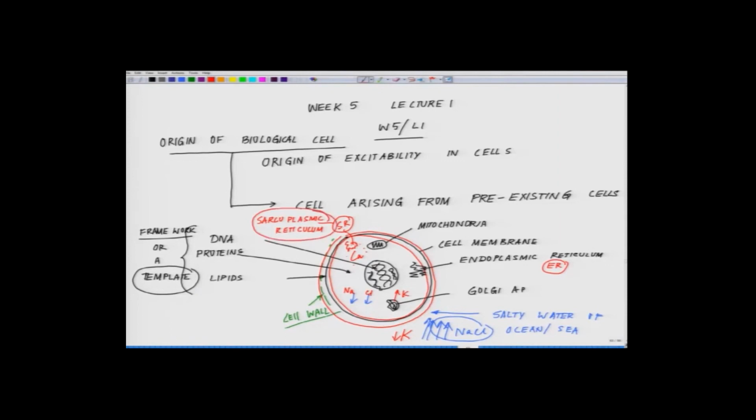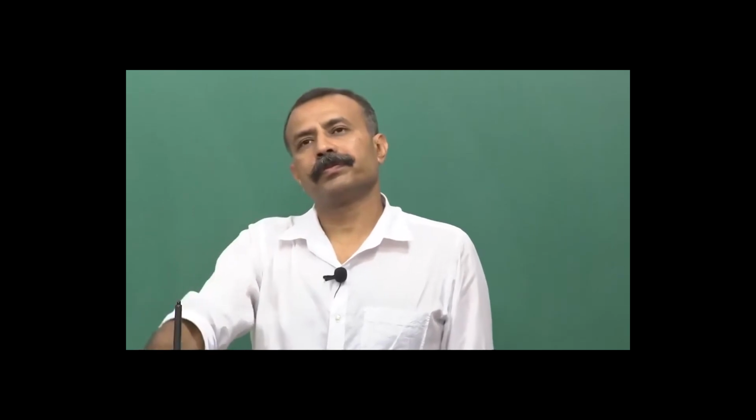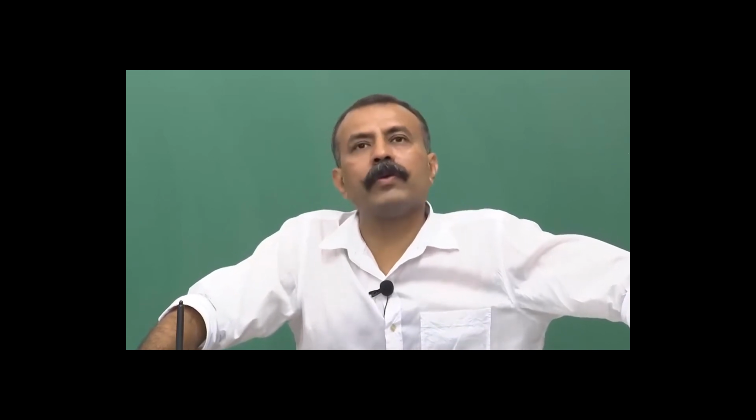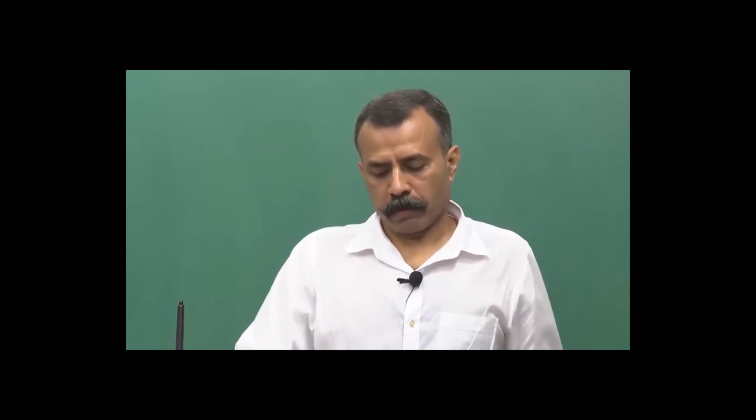SR. So, the calcium mostly remains in a stored chelated form in the sarcoplasmic reticulum. So, the very first signature for a cell to evolve was the formation of a membrane. How that membrane was formed, we do not know. We have no clue about it.